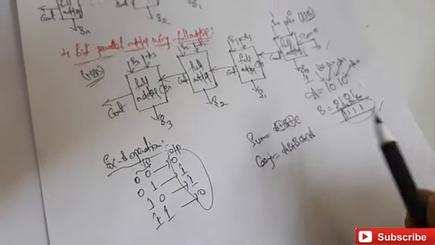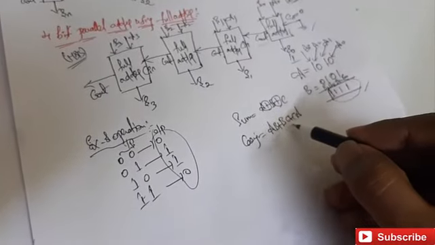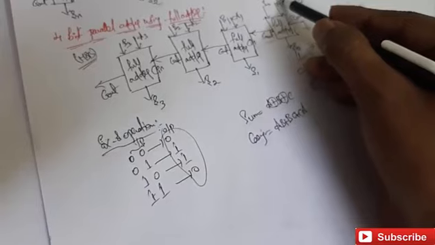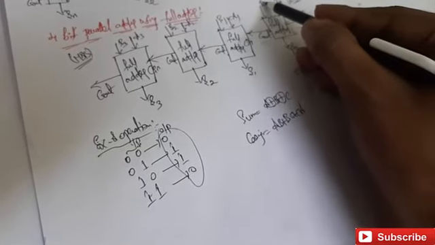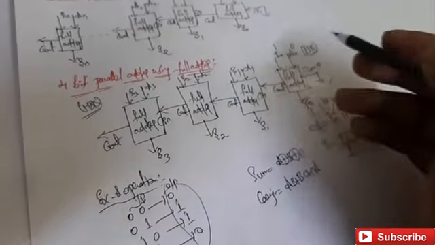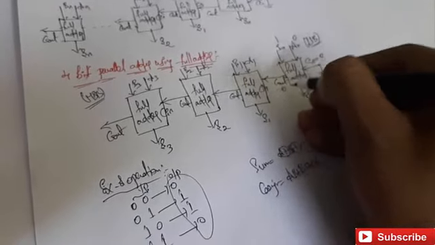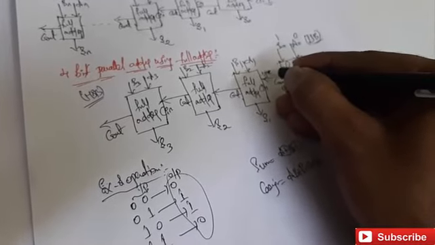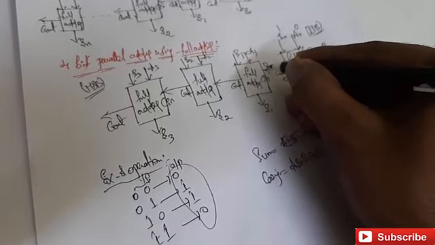Next, C output. Carry means AB plus BC plus CA. 1 into 0 is 0, 0 into 1 is 0, 0 into 1 is 0, so you will get 0. The C output will become 0, and this 0 is given as the C input for the next full adder.